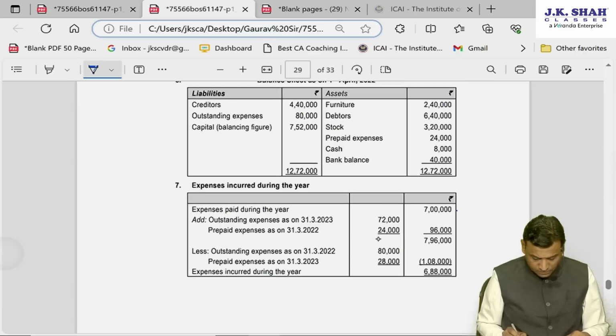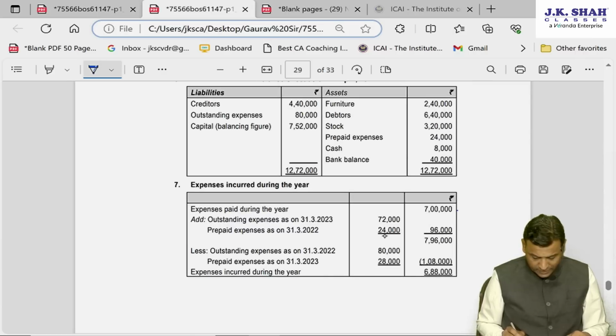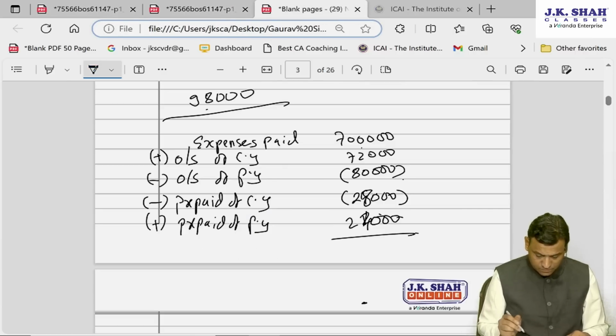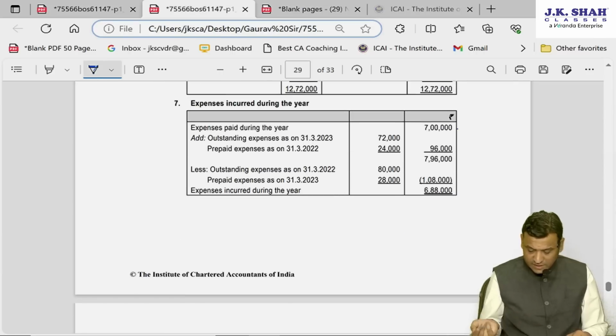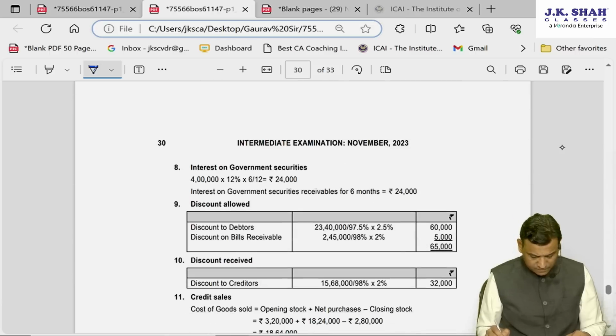Prepaid 24 will be added, in current year it will be subtracted. So it is 688. Done. So that was the simple stuff, not that much.